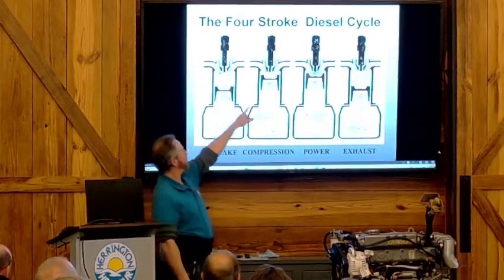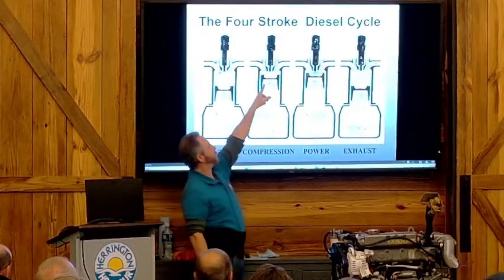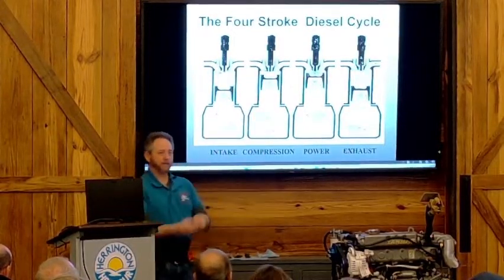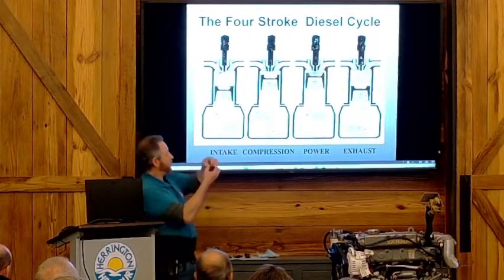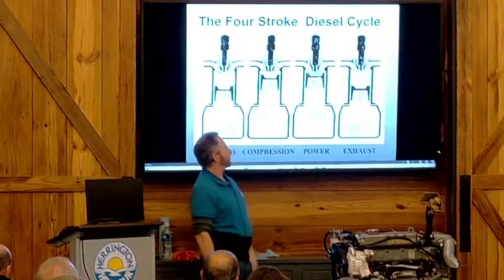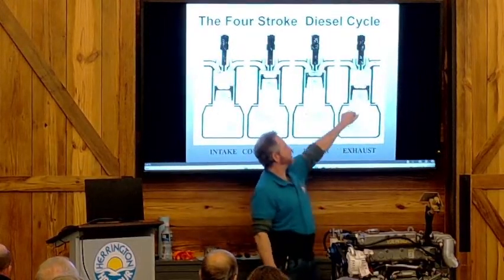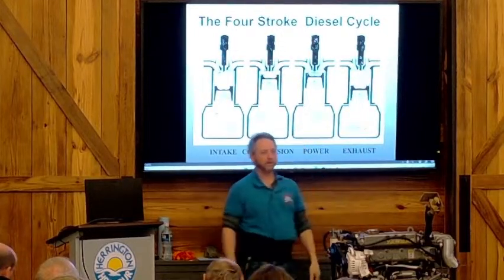That valve closes, now we got a sealed cylinder, piston comes up, creates the heat. Just before we get to the top, we start spraying fuel in. That fuel ignites, we get the expansion of gases. That forces the piston down, that's the power stroke. Now we got a cylinder full of smoke, exhaust valve opens, piston comes back up, pushes all the smoke out of the cylinder.